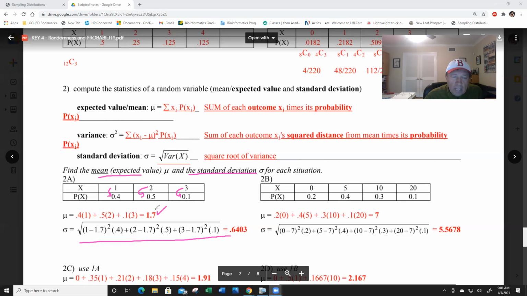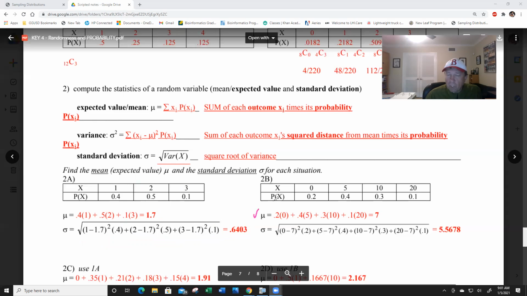Then the standard deviation really takes a long time. Notice 1.7, the mean, is written 1 time, 2 times, 3 times. It's because you need it done 3 different times. So you take each number, 1, 2, and 3, and go 1 minus the mean, squared. Notice that is done 3 different times. And then multiply it by its individual probability of happening, add it together, and then square root it. Okay? I'll walk through that again on this one.